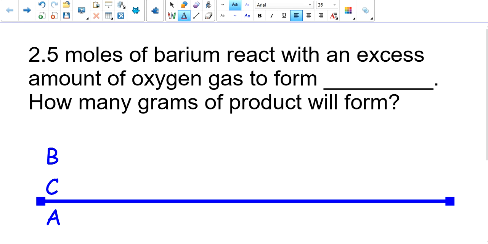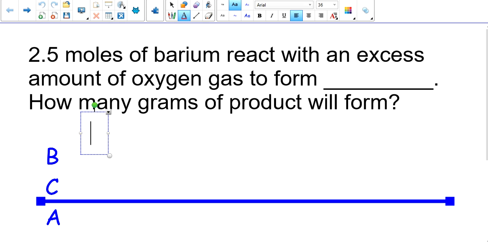Alright, I wanted to work another example here with you. So this is BCA table round 2. I have a similar reaction to the previous video, but a little bit different. It says 2.5 moles of barium react with an excess amount of oxygen gas to form, and then I leave that blank again. So again, the first thing I should do is probably write the reaction.